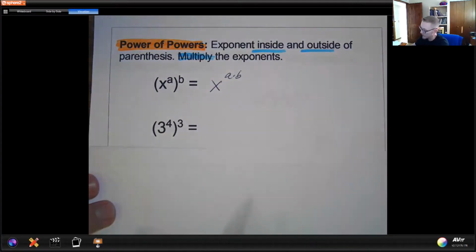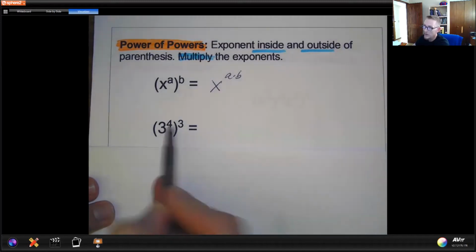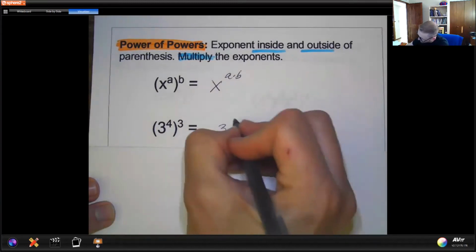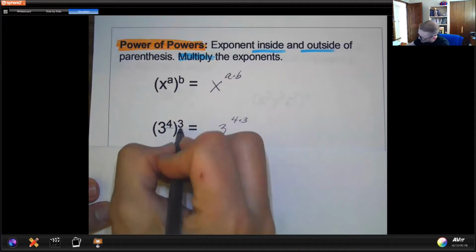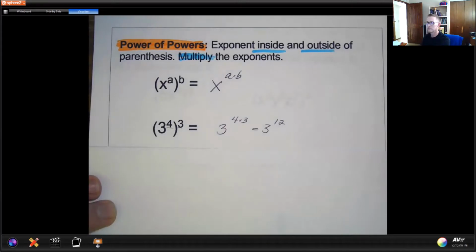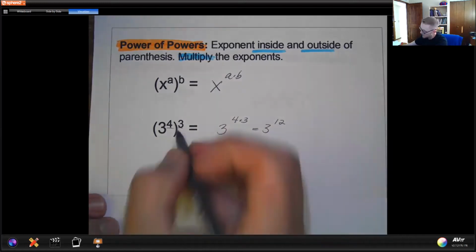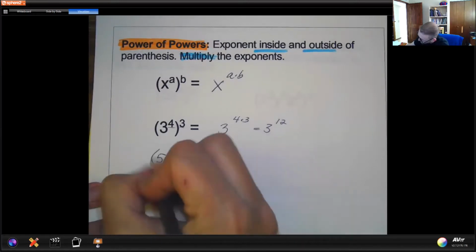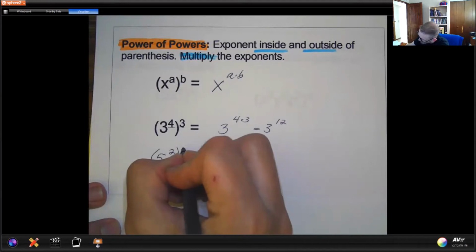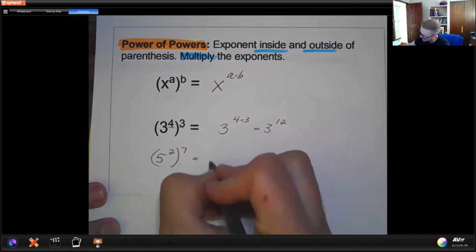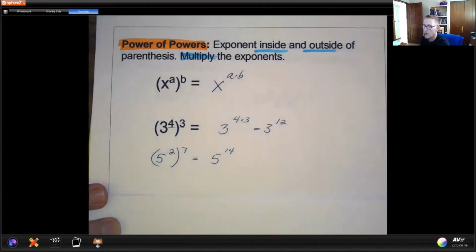So if we look at this example here, 3 to the 4th raised even further to the 3rd. So this is going to become, the base stays the same. I multiply the two exponents, 4 times 3, so that equals 3 to the 12th power. So all we're doing is we're taking those exponents and we're multiplying. Let's look at an example here. Let's try 5 to the 2nd raised to the, let's call it 7th. Exponent inside, exponent outside. So that becomes 5 to the 14th power.